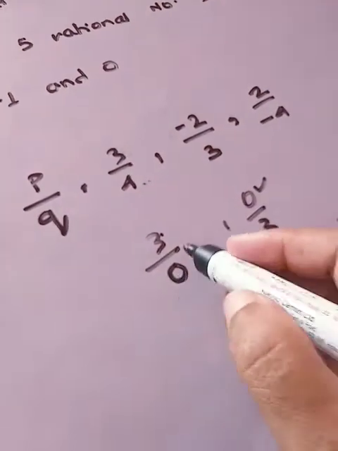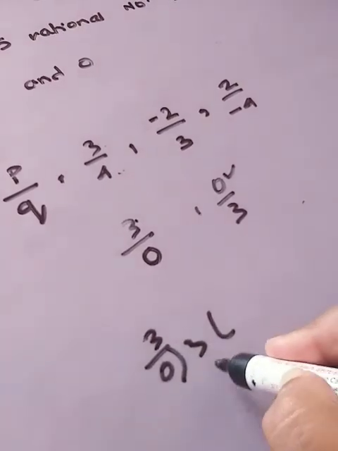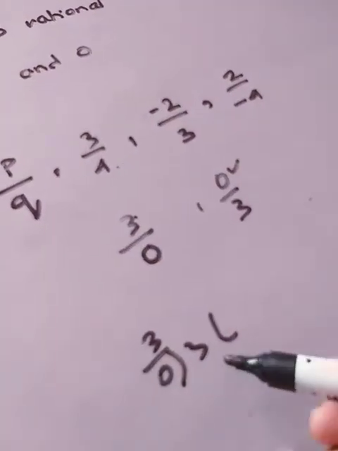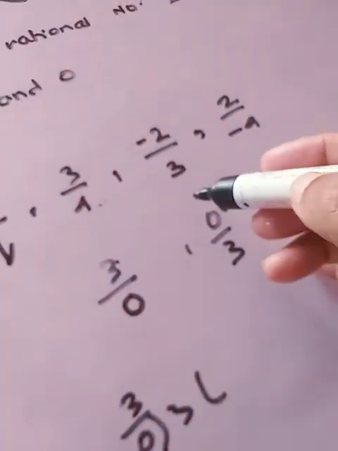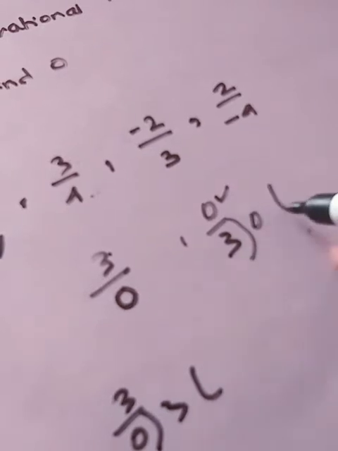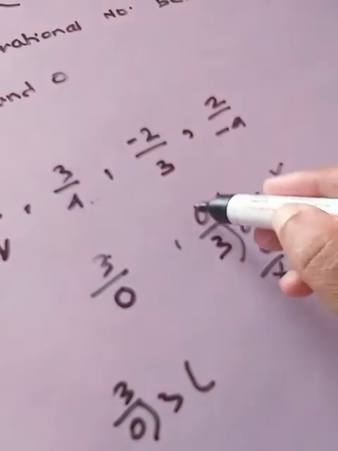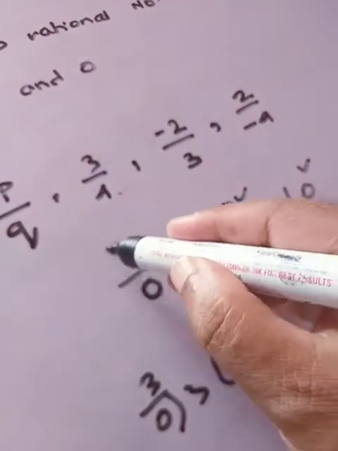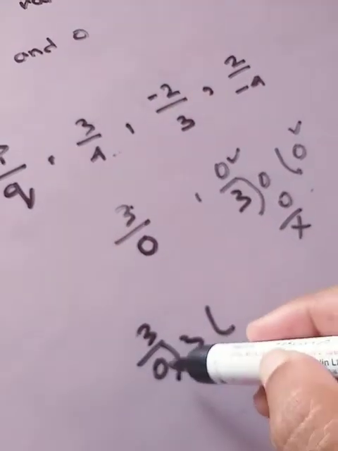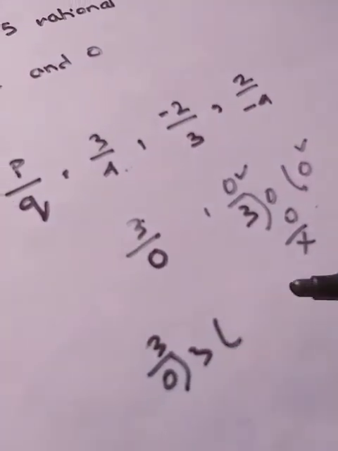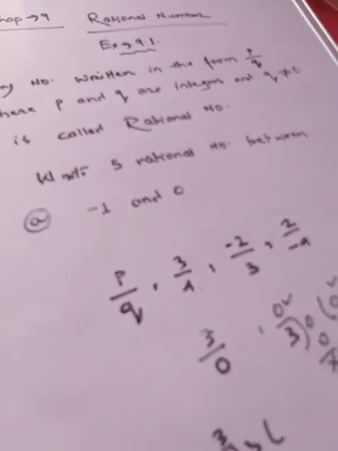Why? As I said, if you divide anything by 0, it is undefined. So for this reason, q should not be equal to 0. But if you divide 0 by 3, you see 3 times what is 0? 3 zeros are 0. So the answer is 0. So it can be divided, but division by 0 is undefined in mathematics. 3 divided by 0, we do not know 0 into what is 3. So this is the reason why we say that q should not be equal to 0. I hope you have understood.